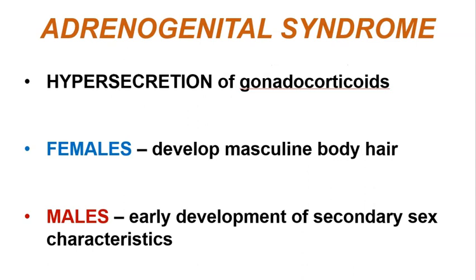If too many gonadocorticoids are secreted from the adrenal gland, this is referred to as adrenogenital syndrome. Because the main hormone that is secreted is testosterone, this would cause females to develop masculine body hair, such as facial hair, while males will develop their secondary sex characteristics early, such as the deepening of the voice, increased growth in the skeleton, as well as increased muscle mass, and the development of facial hair.